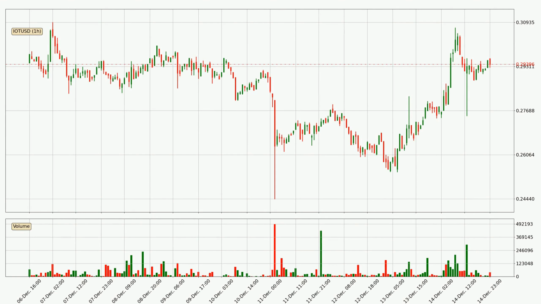By looking at the hourly time frame for IOTA, we can see that the price moved up quickly with around 7.0% in the last 24 hours, with a current price of 29.4 cents. The volume was also high, showing that this move was strong and the buyers are taking over.